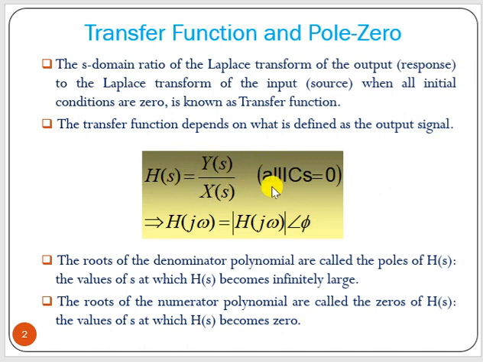In that case, all initial conditions are zero, and it is a ratio of polynomials, which can be a complex number. So it can be written as H(j omega) if we put s equal to j omega, that is, magnitude of H(j omega) at an angle of some phi.